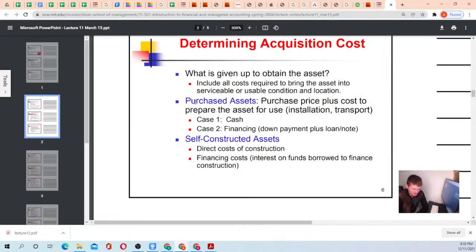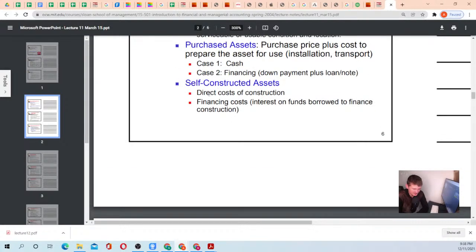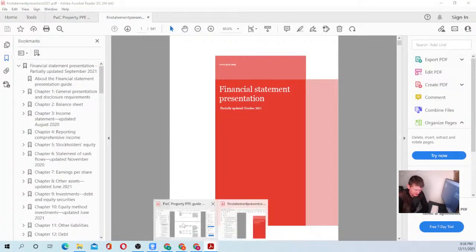Acquisition costs. Purchase price plus cost to prepare the assets for use, installation, transport. Yeah, that self-construction assets. Direct costs of construction, financing costs. And if you want to get more details about that self-construction, you need to go to the guidance.